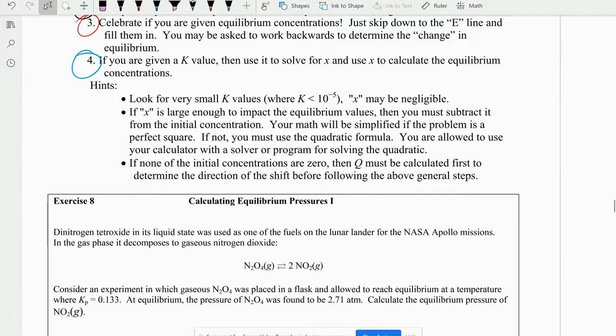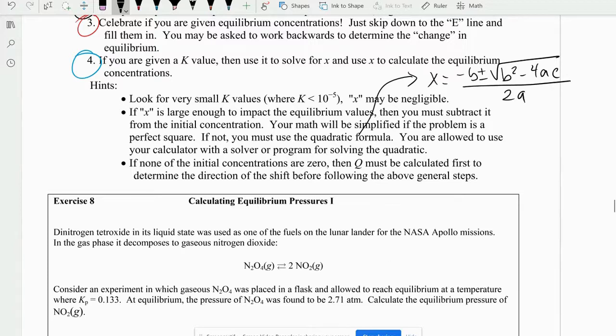Your math will be simplified if the problem is a perfect square. If not, you're going to use the quadratic formula. So really quick, we probably remember what the quadratic formula is. In case you didn't, it's X equals, and this is from algebra, so for some of you it's been a while. You might want to write this down to familiarize or refamiliarize yourself with it. Okay, here's the quadratic formula.